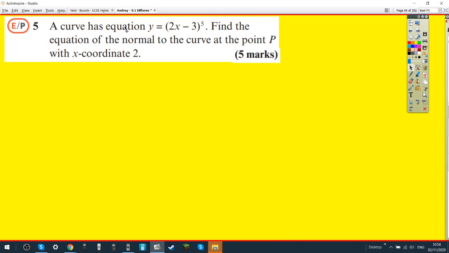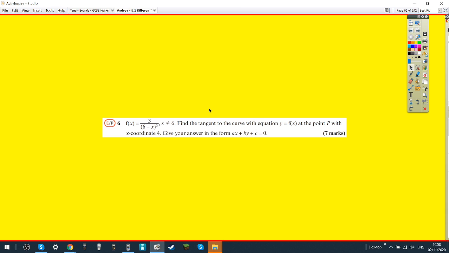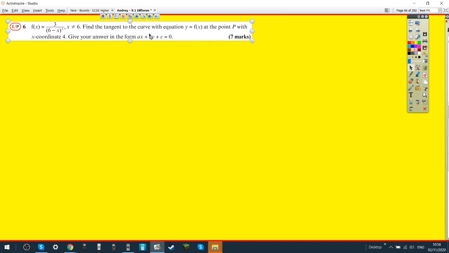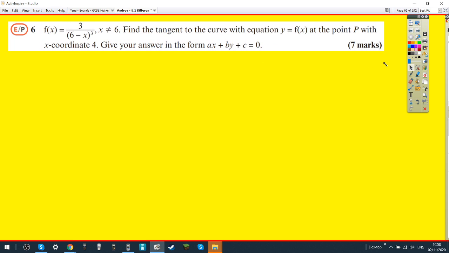A curve has equation this. Find the equation of the normal. So that's very similar to what we did. Very easy. This one. What would be the derivative of this thing? How would you do that?